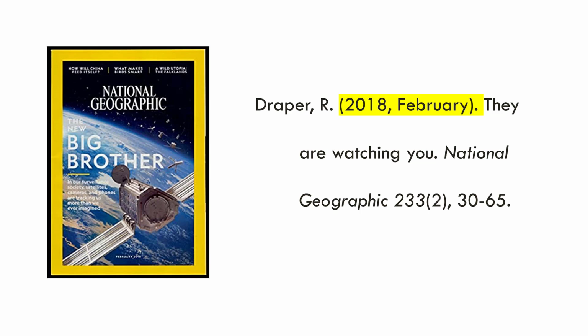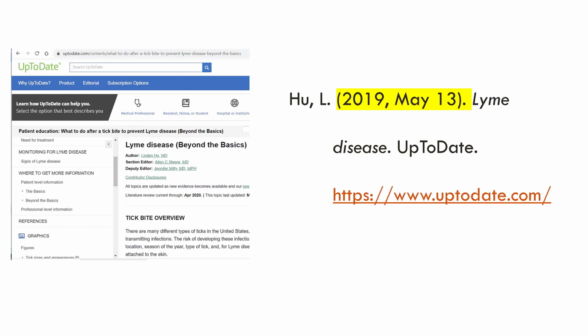It's also possible that you will have an exact date, 2019, May 13th. You'll see that in weekly journals and on websites. The year is still first, and the month is still spelled out in full.